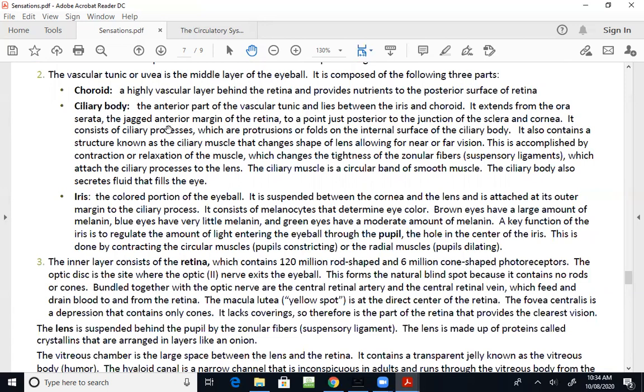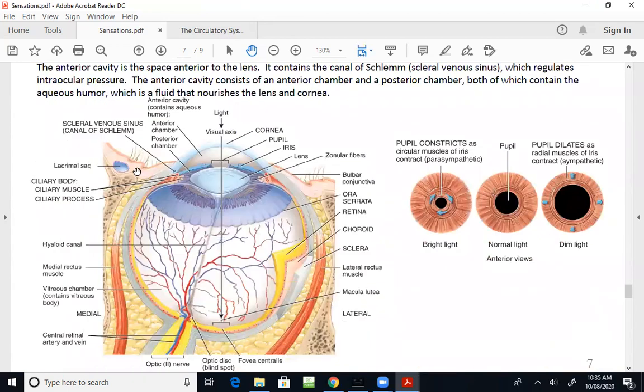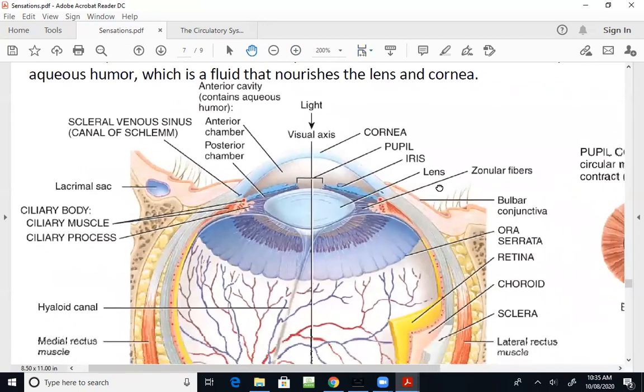The ciliary body consists of what's called ciliary processes, protrusions or folds on the internal surface of the ciliary body. It also contains a structure known as the ciliary muscle that changes the shape of our lens, which helps us focus for near or far vision.